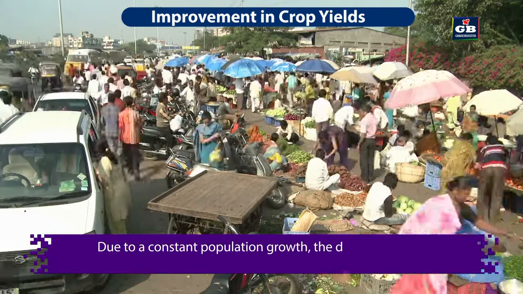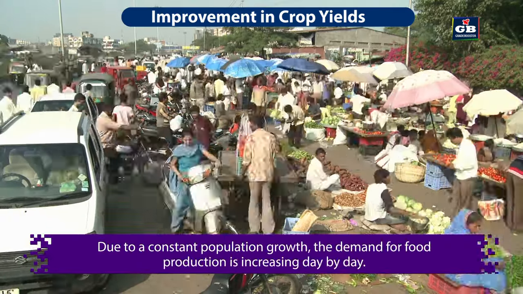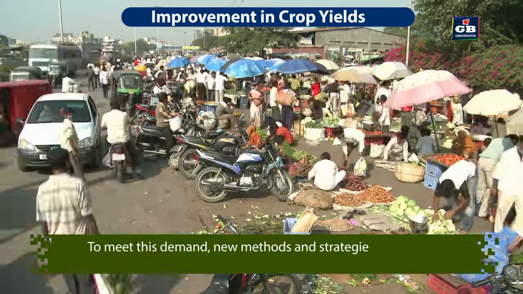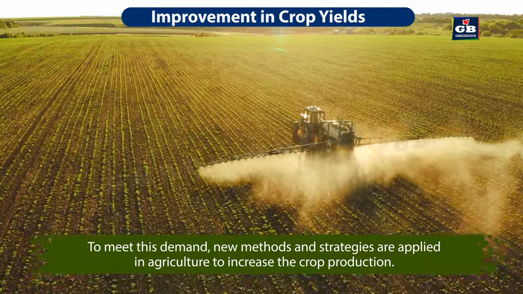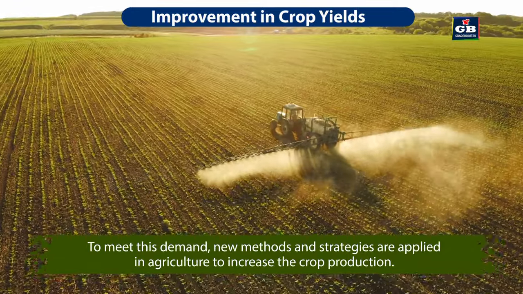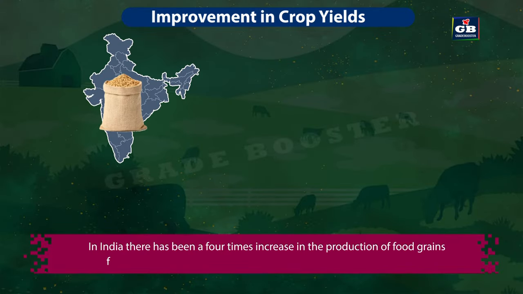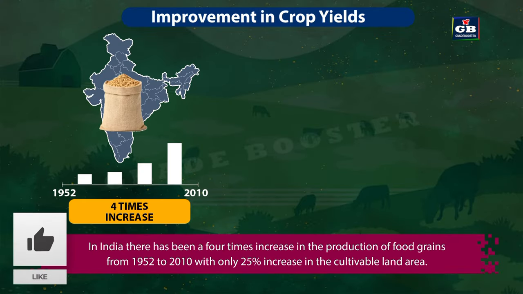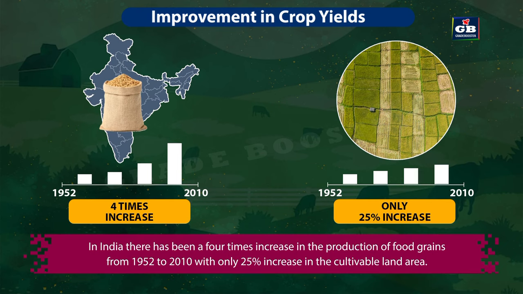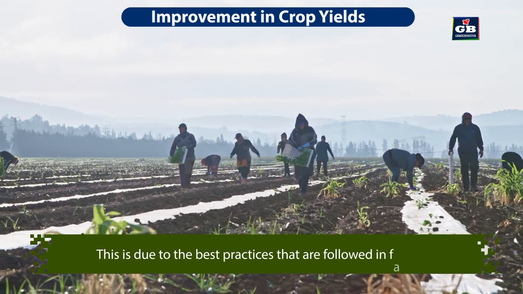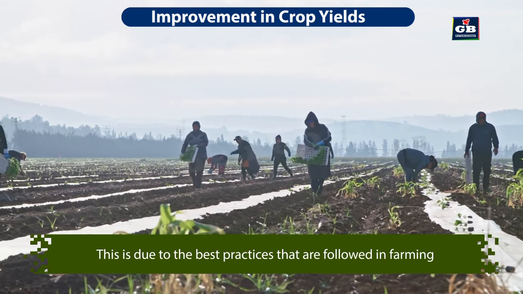Due to constant population growth, the demand for food production is increasing day by day. To meet this demand, new methods and strategies are applied in agriculture to increase crop production. In India, there has been a 4 times increase in the production of food grains from 1952 to 2010, with only a 25% increase in the cultivable land area. This is due to the best practices that are followed in farming.